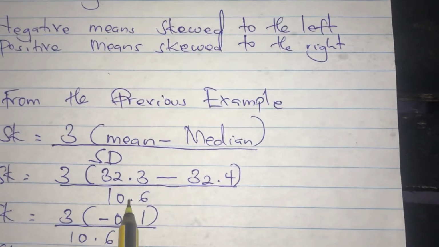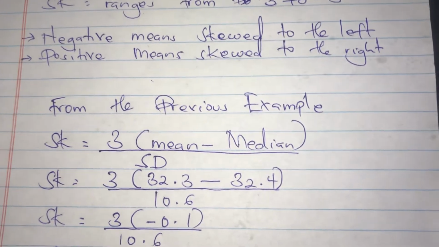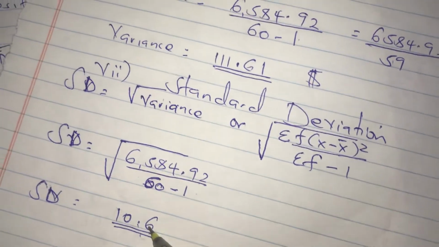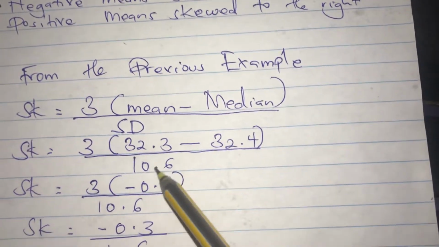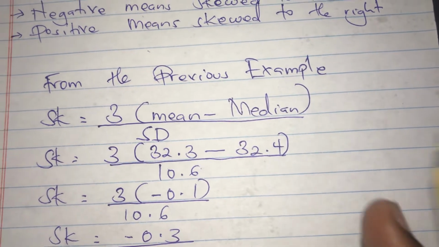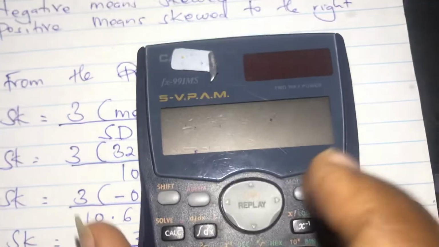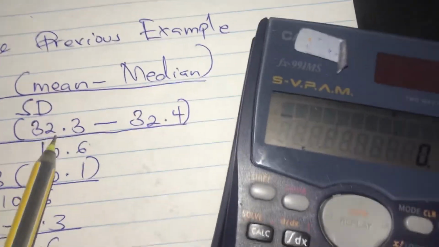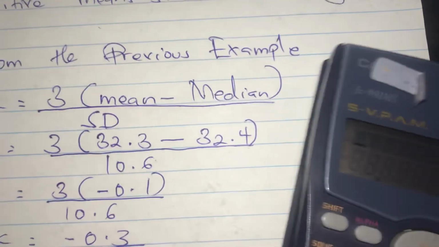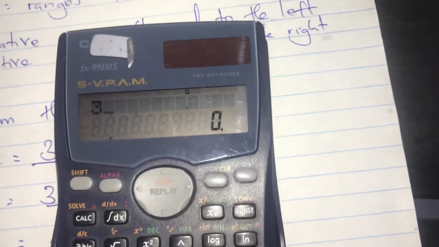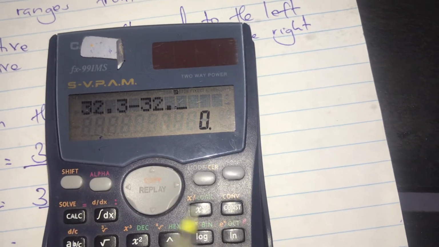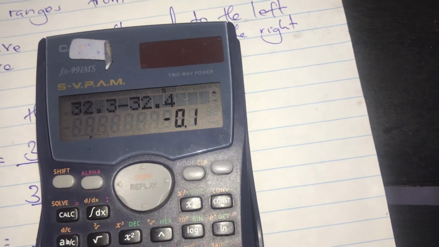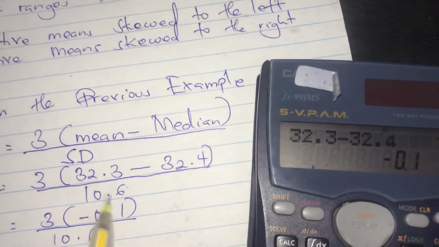And our standard deviation, the standard deviation from the previous example, was 10.6. So we put it here, 10.6 is the standard deviation. After that we calculate 32.3 minus 32.4, which is negative 0.1. So that's what we put here.